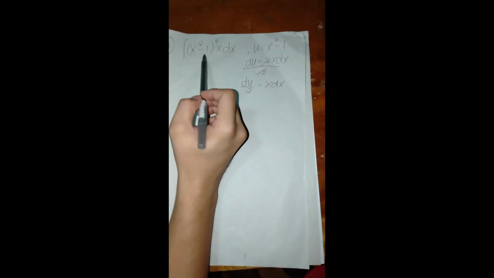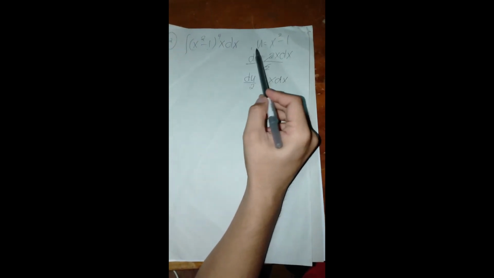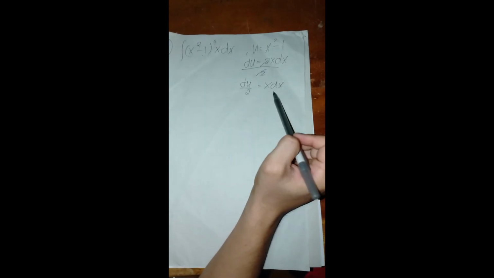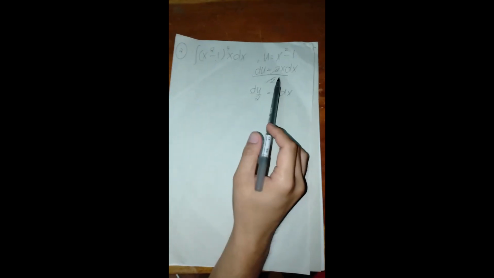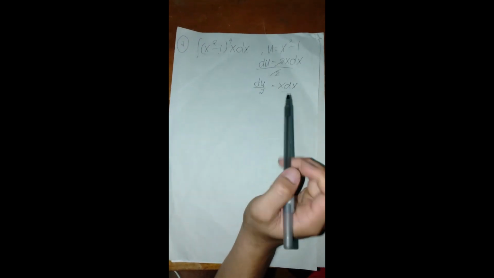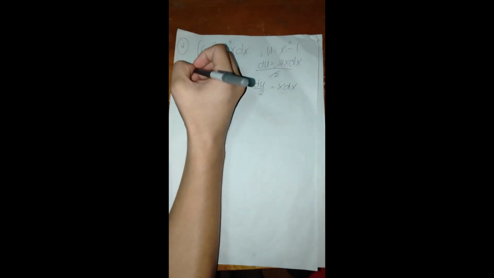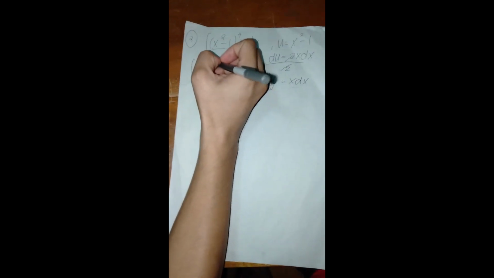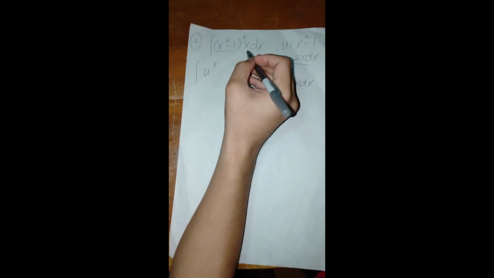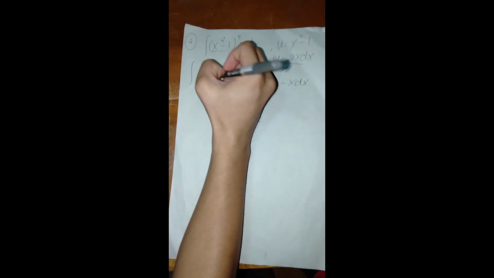Then check if you can replace all of the functions. This one, you can now replace with u. Then x dx, this one, you can replace with du over 2. So our identification of u and du is correct. So we substitute now, guys. The integral of x squared minus 1 replaced by u to the 4th, then x dx replaced by du over 2.